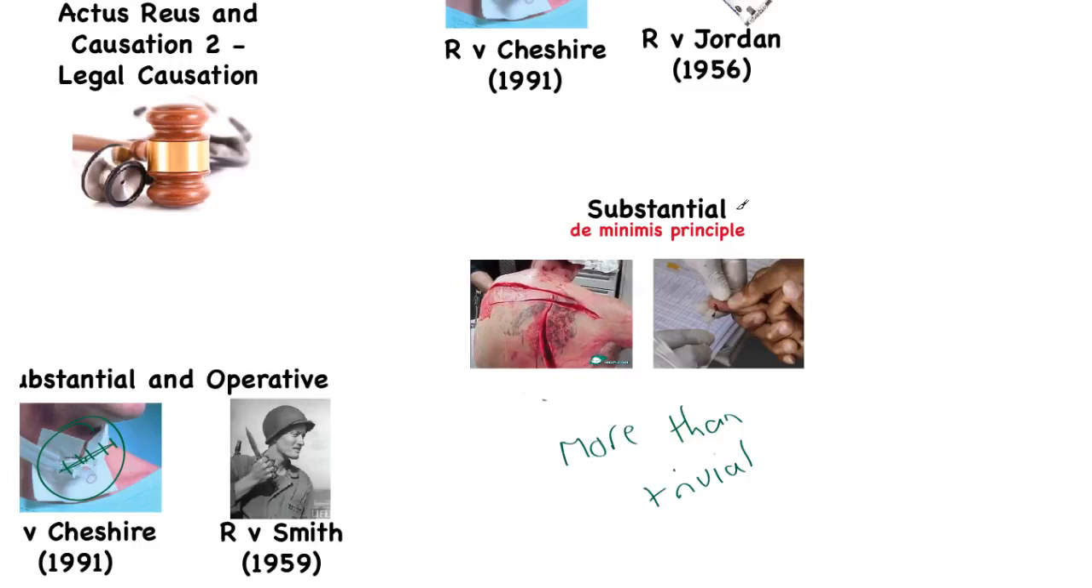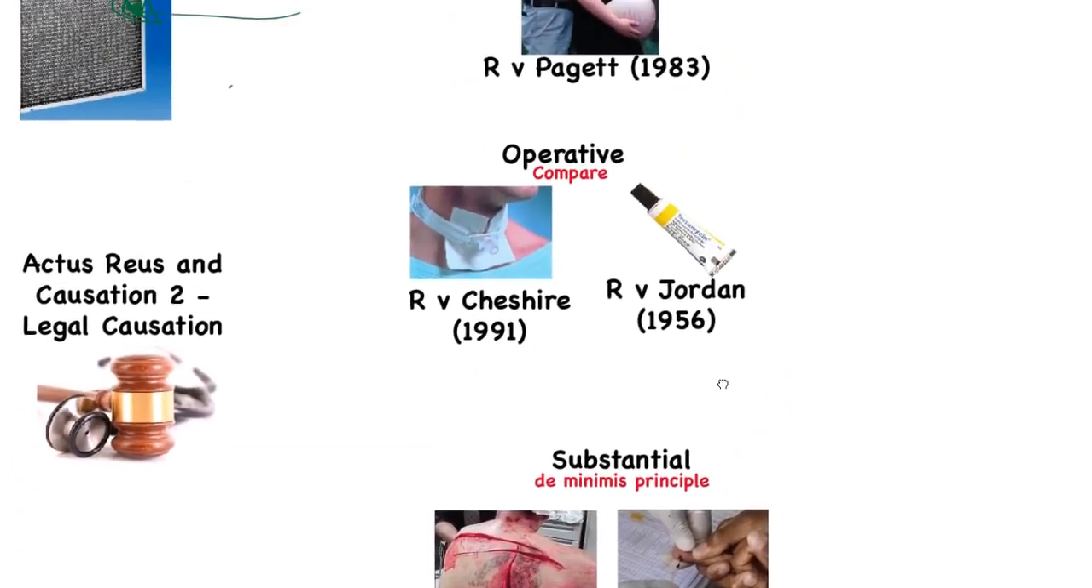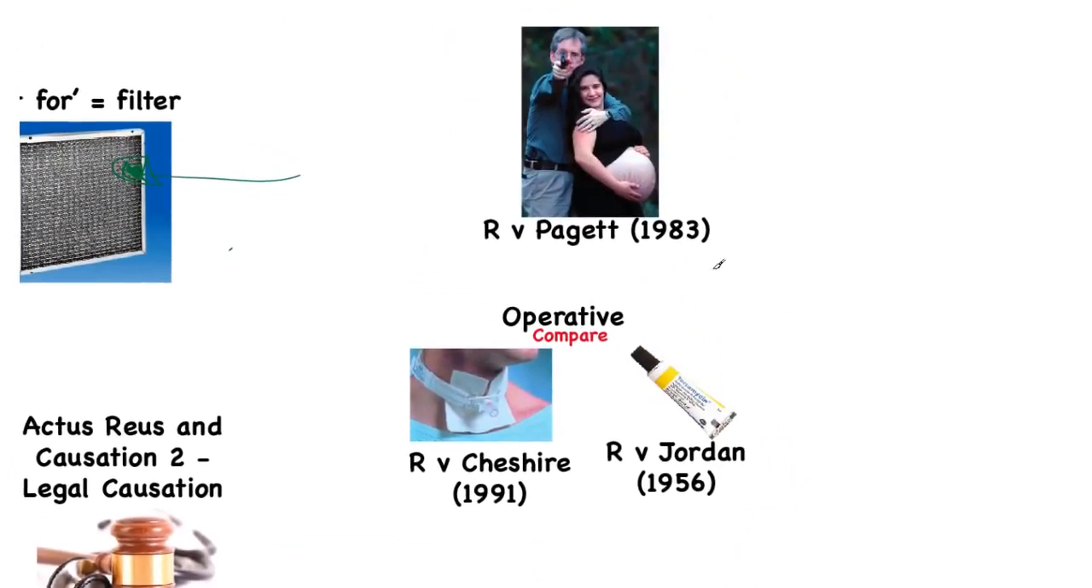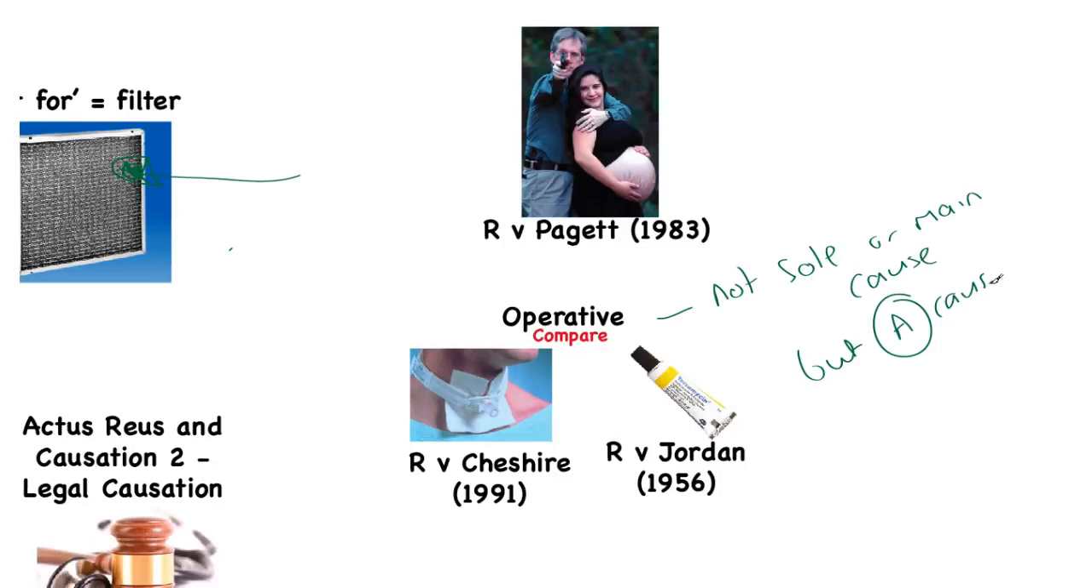And that will help us to distinguish whether or not the defendant's acts were a substantial cause of the outcome. The second thing to look at is, what do we mean by operative? Operative means it has to be not the sole or main cause, but a cause. And I'll start coming from backwards. I'll start by looking at Paget in this instance.